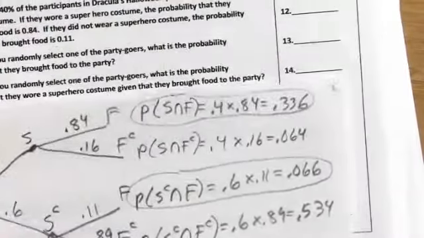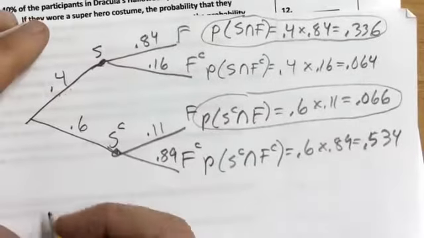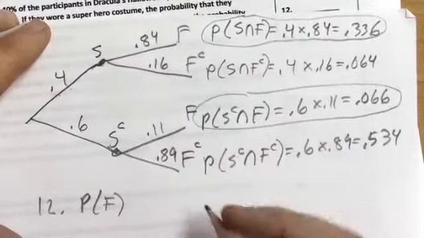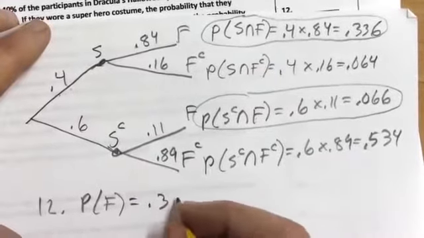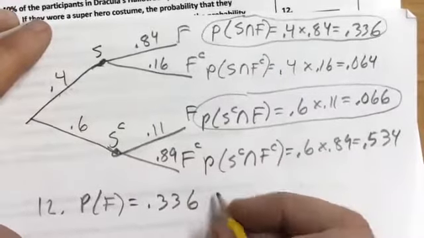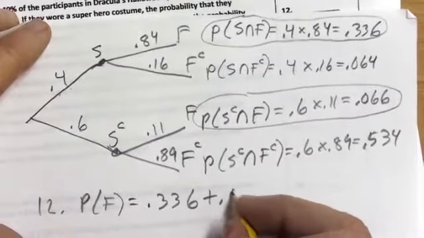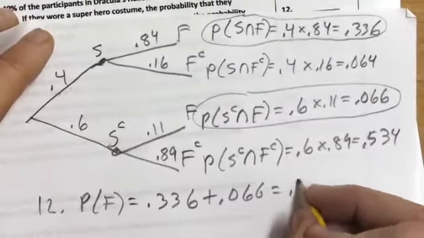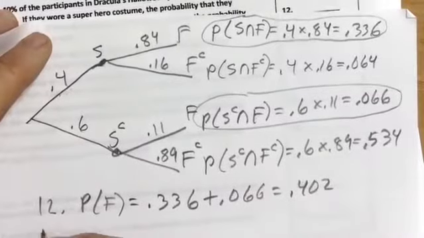And so in regards to number 12, you would say, well, the probability they brought food, there's two of them. And so you would add, you show the addition. So showing your work here would be showing the tree diagram and then showing the addition like that. And so that is equal to 0.402, like that.